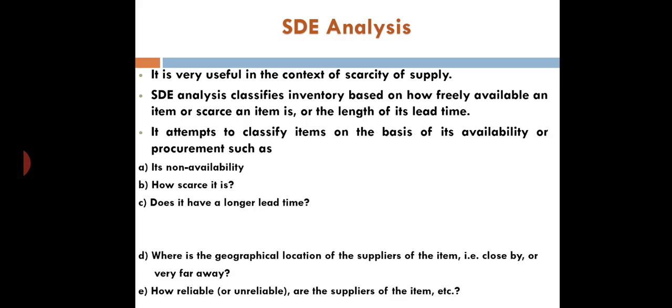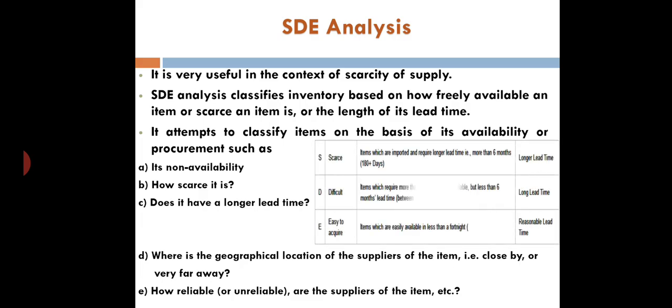Next one is SDE. SDE is based on the scarcity of supply. Here you are looking at the supply, and main warehouse people will definitely go for SDE analysis, whether the item is scarce or not. It will also depend on your lead time, geographical location and how reliable your suppliers are. So the chart will be like this. You will be having scarce items, difficult to obtain items and easy to acquire items. So easy to acquire items require only very less control.